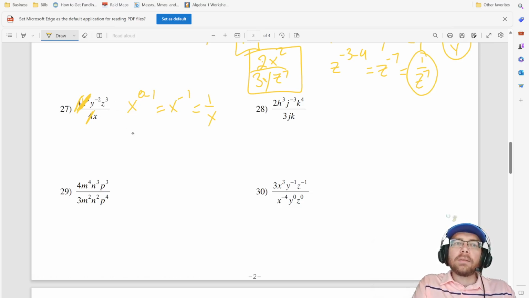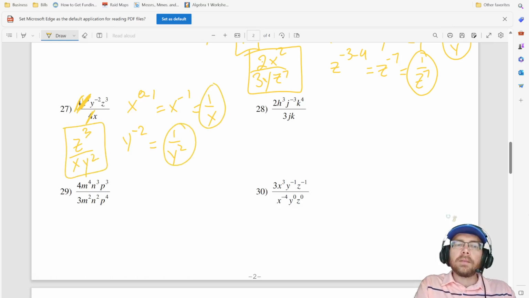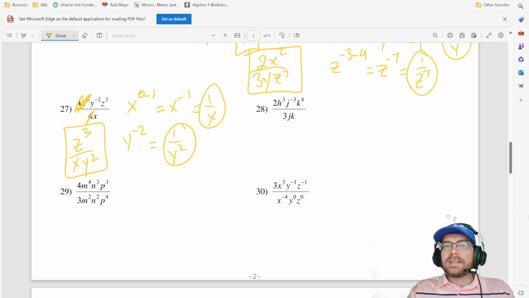Oh, just kidding, because we have a y to the negative 2. So that's the same thing as 1 over y squared. Now let's put it all together. Okay, so there's pretty much just a z on the top left over, z cubed. On the bottom, we've got an x, and we also have a y squared. There we go.